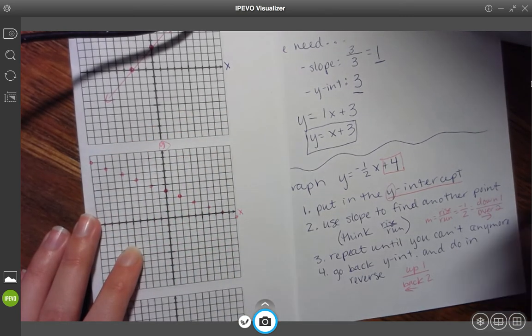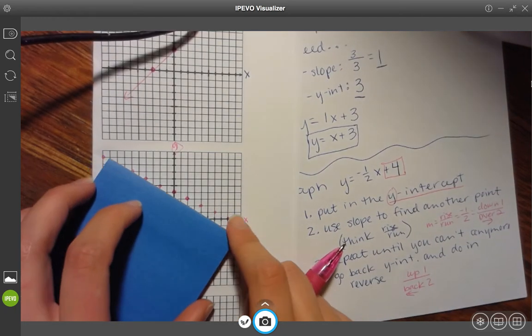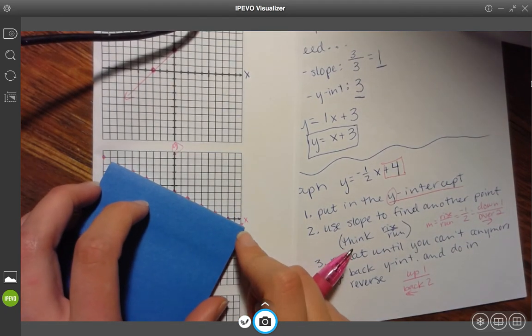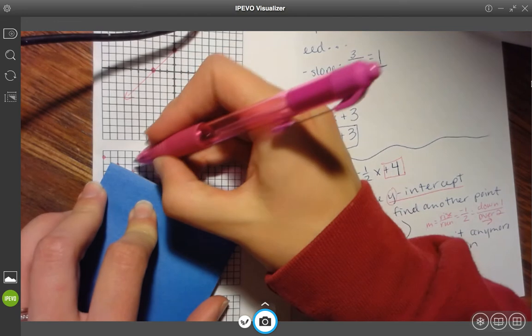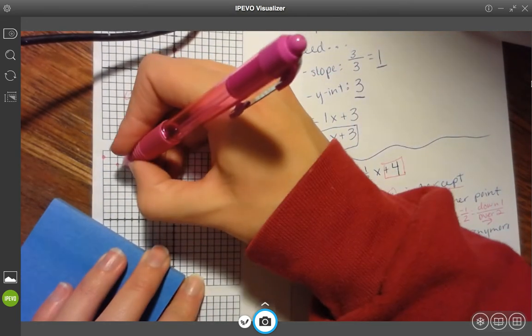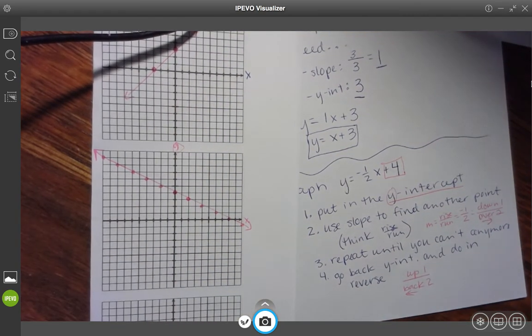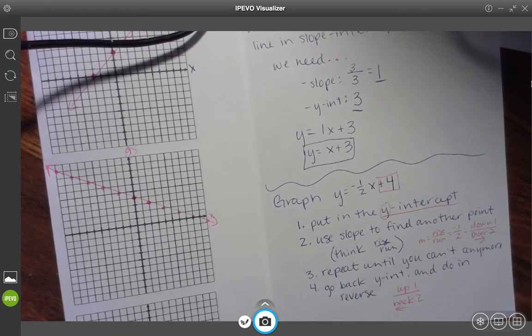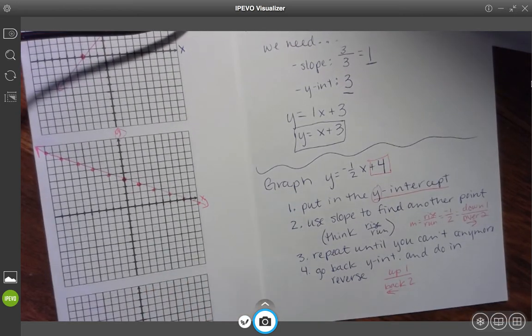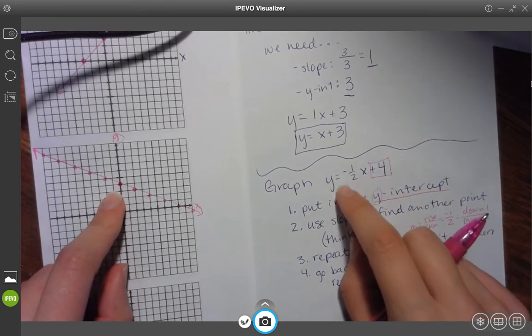Then I can get my straight edge. And mine's not long enough, but I will do my best. Draw your arrows. And that's how you graph given an equation. Always check to make sure your graph makes sense with your equation, okay?